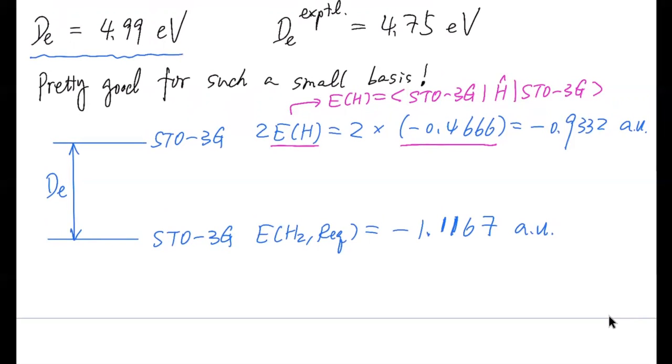Okay, let's compare this result to the exact answer. Now, for hydrogen atom, of course, we know the exact answer. If you consider the exact answer of 2 hydrogen atoms, this will be equal to 2 times the exact answer for the ground state hydrogen atom. Well, that is exactly negative 0.5 atomic unit, which is equal to negative 1 atomic unit, right? This negative 0.5 is the exact eigenvalue of the hydrogen atom Schrodinger equation. All right.